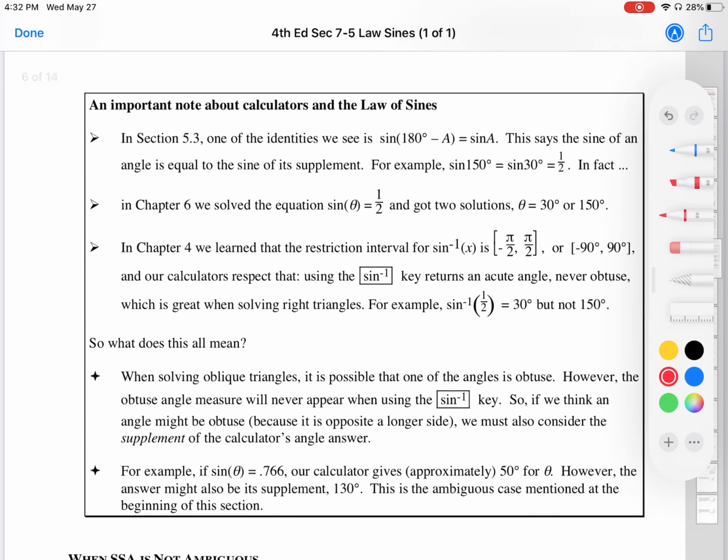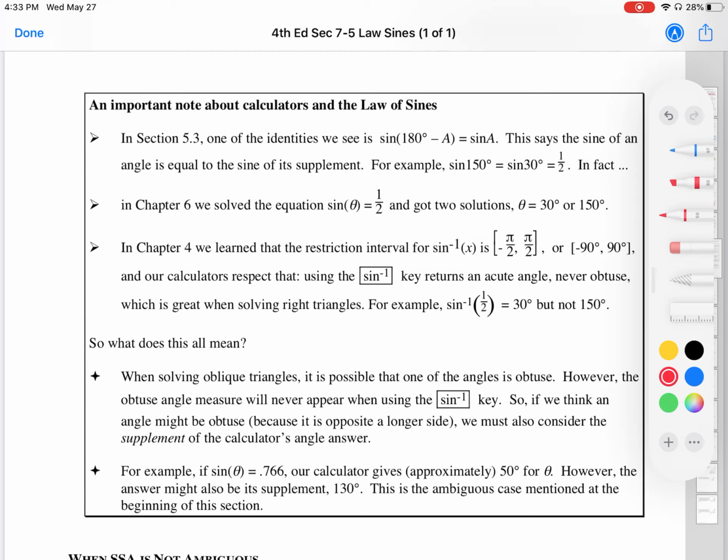All right, important notes about calculators and the law of sines. In section 5.3, one of the identities we see is that sine of 180 minus a equals sine of a. This says that the sine of an angle is equal to the sine of its supplement. For example, sine of 150 equals sine of 30, which is 1/2. In chapter 6, we solved an equation where sine of theta equals 1/2. We got two solutions. Theta can be 30 or 150.